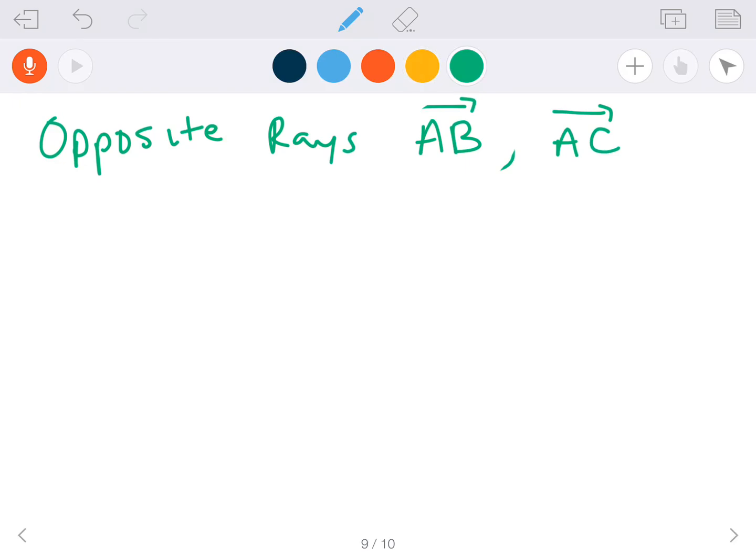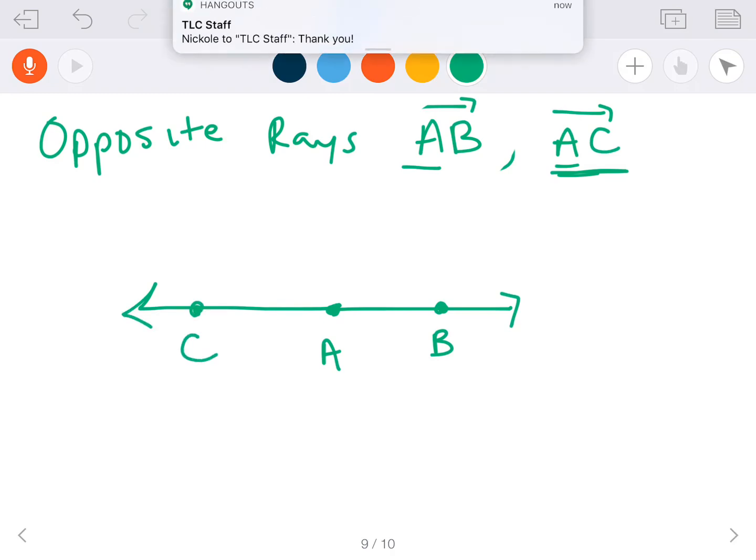Lastly, draw opposite rays AB and AC. The first letter represents the endpoints. So we'll start with A. The first ray goes through B, so I'll go off to the right, draw point B. Ray AC, it starts at A, it goes in the opposite direction, and I'll put a C at the end of that.